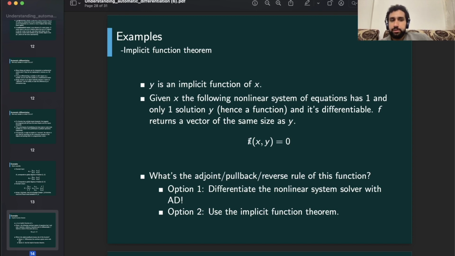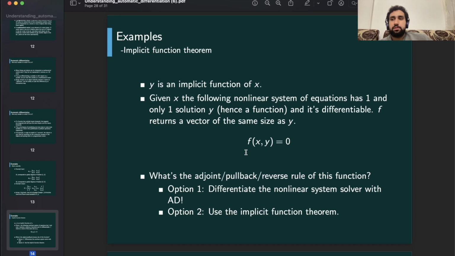Now, one way to do it is thinking in terms of the forward pass. How are you going to evaluate y to begin with? If I give you x, then you probably want to use some Newton solver or Newton's method to solve this nonlinear system of equations. Let's say y here is a vector of length 3, then f of x, y is also a vector of length 3. So we have 3 coupled nonlinear equations, and we can solve this nonlinear system to find what y is given x, right?